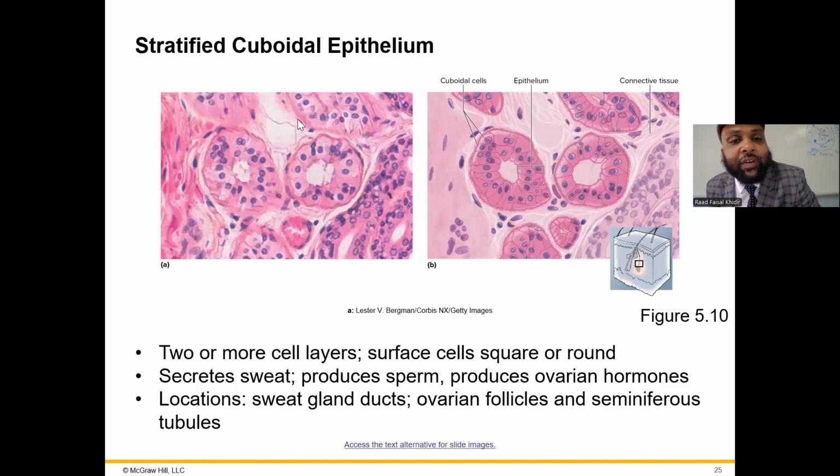Then we have stratified cuboidal epithelium. These are 2 or more cell layers. These are surface cells that are square all around. They secrete sweat, produce sperm, and produce ovarian hormones, and the locations are sweat gland ducts, ovarian follicles, and seminiferous tubules.